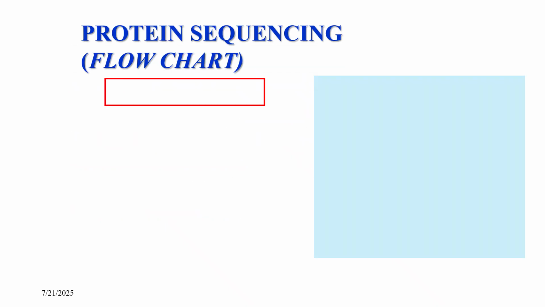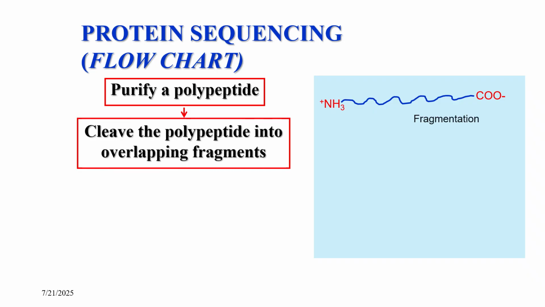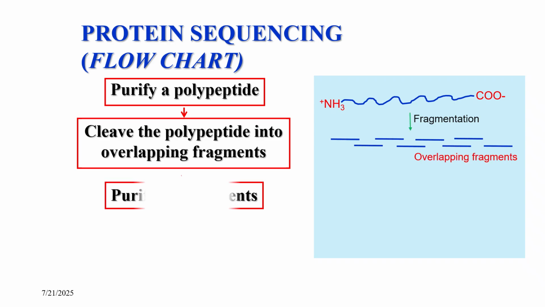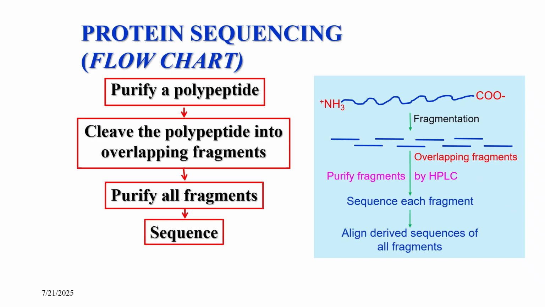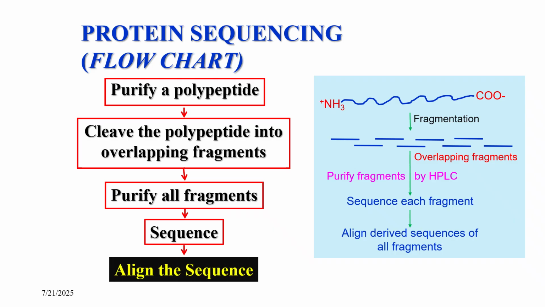Just to give you an idea how the method is done, this is the flow chart of the sequencing method. The first thing is you have to isolate or purify a polypeptide. If you have more than one polypeptide in your protein, you have to separate them and purify them individually. So you start with a purified polypeptide. Then you cleave the polypeptide into overlapping fragments using chemicals or enzymes, purify these fragments and sequence them individually, and by aligning the derived sequences you can obtain the overall sequence of your protein.